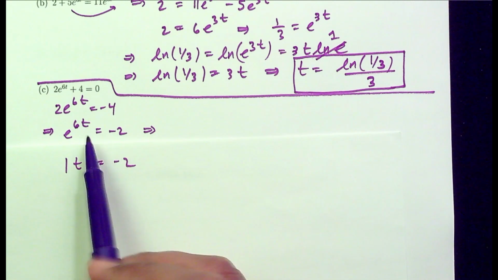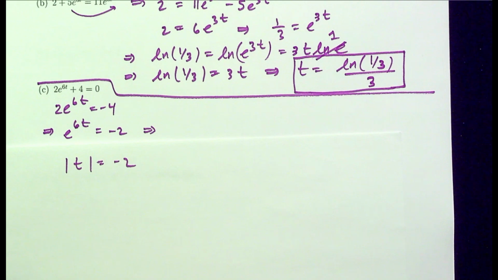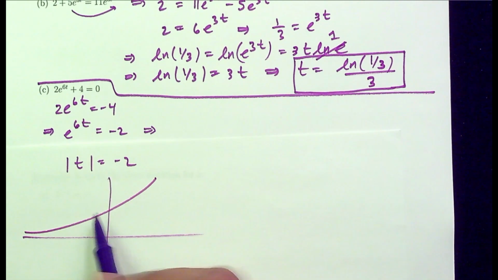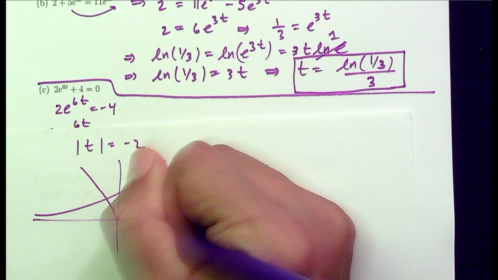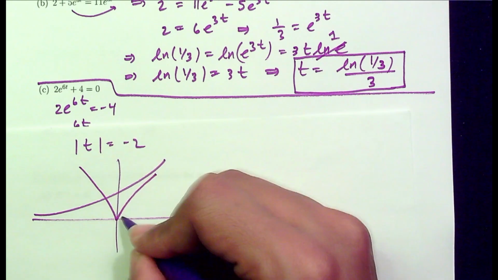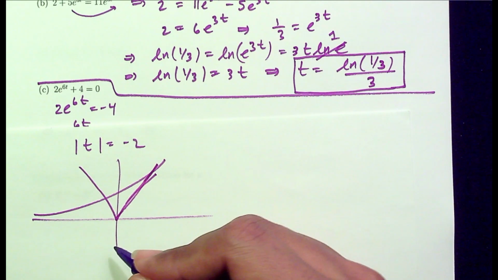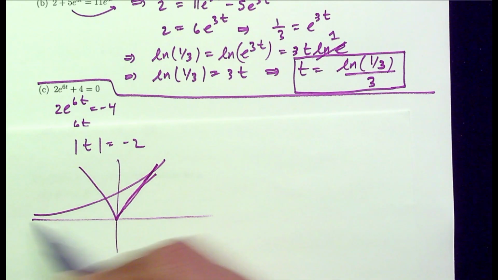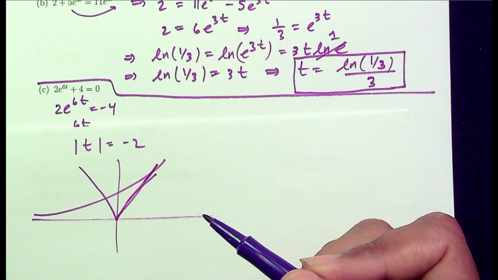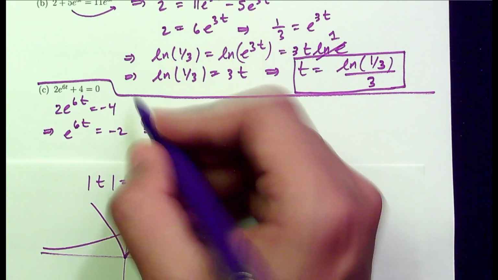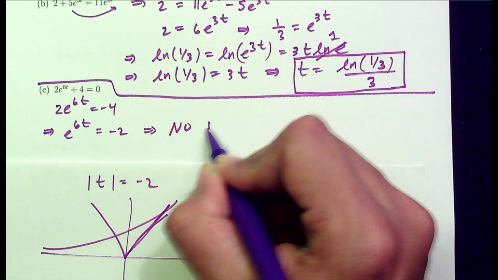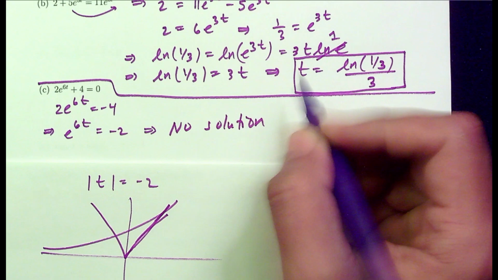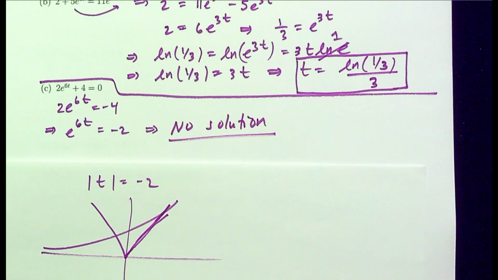Similarly for exponentials, if you remember the graph of an exponential is always above the x-axis, meaning that just like the graph of the absolute value, it's always above the x-axis, meaning that you can never have either an absolute value or an exponential be equal to a negative number. That is impossible. So actually then, you can say that there's no solution. Immediately right here, you can say that there's no solution.